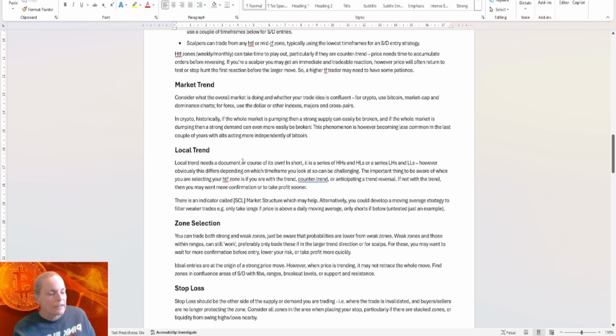Local trend, I've said here, needs a document of its own, really. The easy answer is it's a series of higher highs and higher lows, or lower highs and lower lows. But obviously that depends dramatically on what time frame you're looking at. So it's more challenging. People make it sound very easy, but I actually think it's harder to explain. But what you really want to be aware of, when you're selecting your high time frame zone, is if you're with the trend, counter trend, or anticipating a trend reversal.